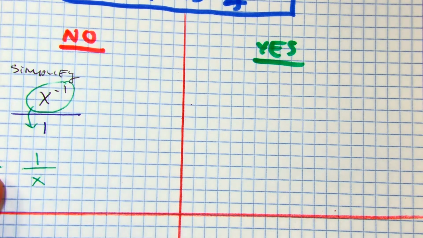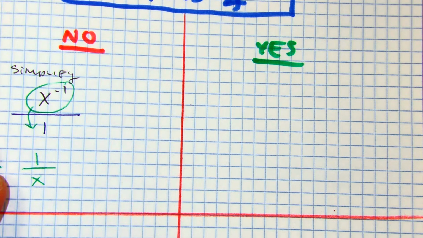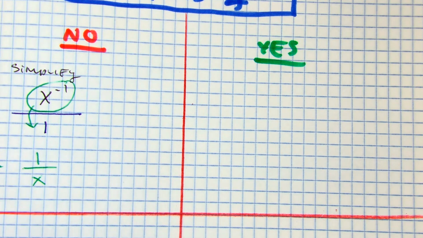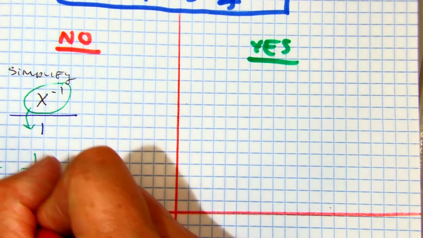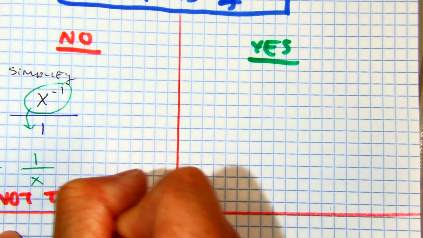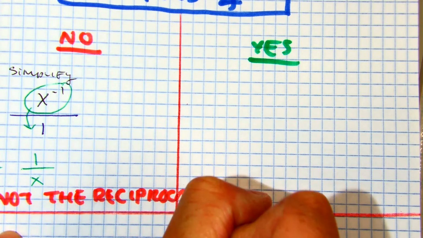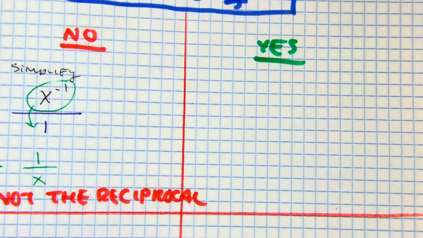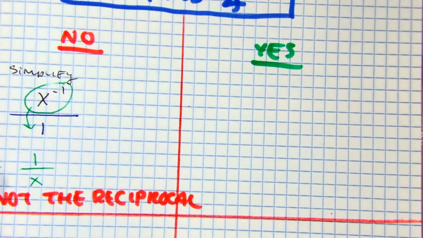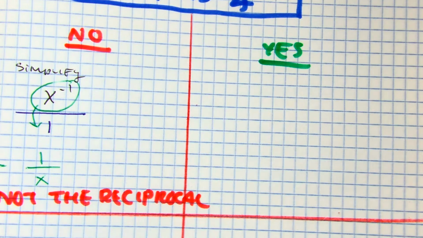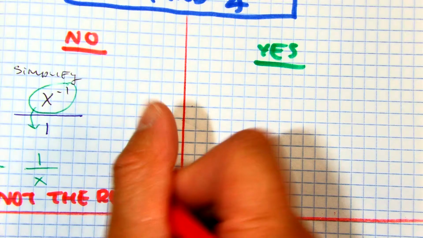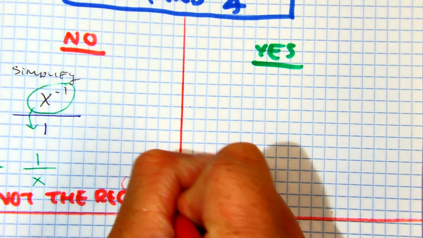So essentially, to simplify this box, no, it is not the reciprocal. I just showed you an example, all true math, right? Basically, you're flipping it. That's called the reciprocal when you flip it. Let's write that. Flip.